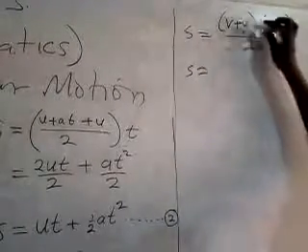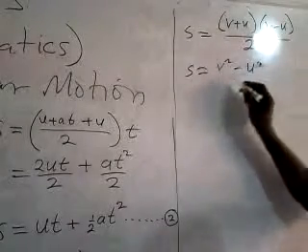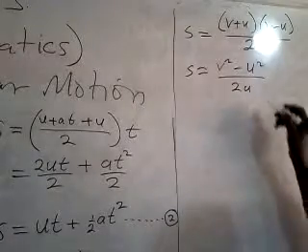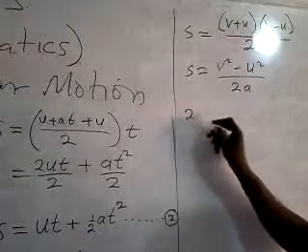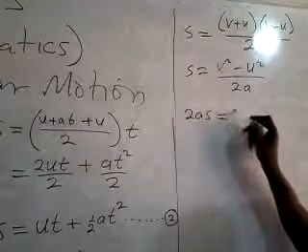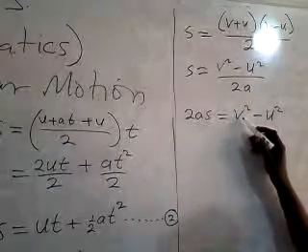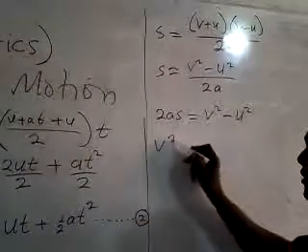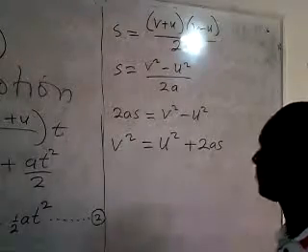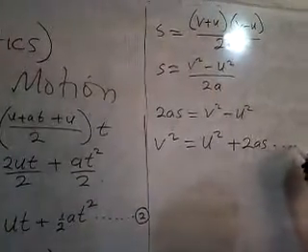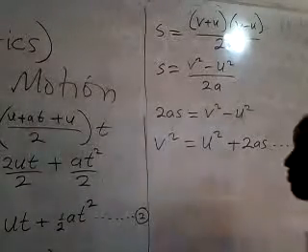Alright, S will be equal to this, and then this becomes difference of 2 squares. So we have V squared minus U squared over 2A. And this 2A will multiply S, so we have 2AS will be equal to V squared minus U squared. And if we make V squared the subject from this point, then we can say V squared will be equal to U squared plus 2AS. And this is third equation of linear motion.